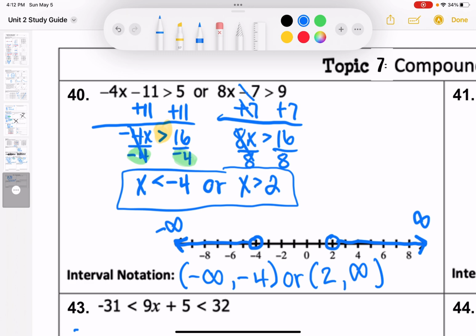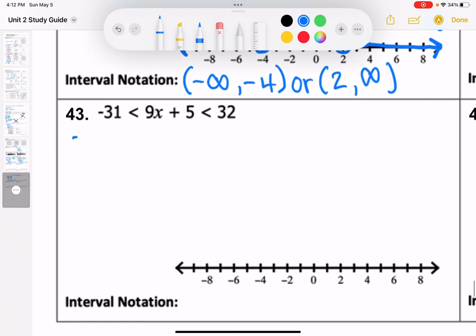All right, and then we're going to look at an AND example. So we're going to look at 43. So again, we're going to solve it first. So the first thing I have to do is move the +5 to both sides. So to do that, I'm going to subtract 5. So I'm left with 9x in the middle. -31 minus 5 is -36. And 32 minus 5 is 27.